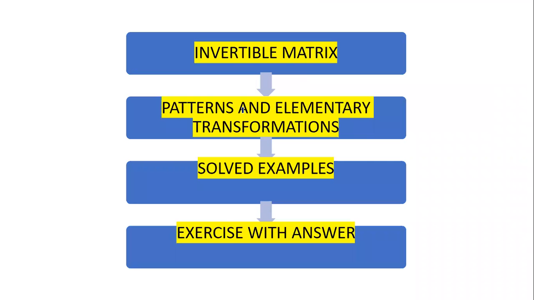Hello everyone. Today in this video I will discuss how to find out the inverse of a matrix of order 2 by 2 using elementary row transformation or operation. These are the main points which I will discuss in this video: definition of invertible matrix, patterns and elementary transformations to be used to find out the inverse of the given matrix, solved example based on it, and exercise along with answers.